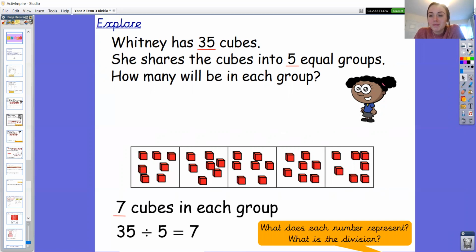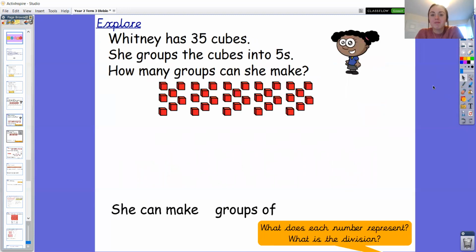Well done. Okay, we're going to have a look at this question in a different way now. So again, Whitney has 35 cubes still. So 35 is still our whole amount. This time, instead of sharing the cubes, she's going to group them. And she groups the cubes into fives. So have a think, how many groups can she make? Please pause the video here to discuss this question.